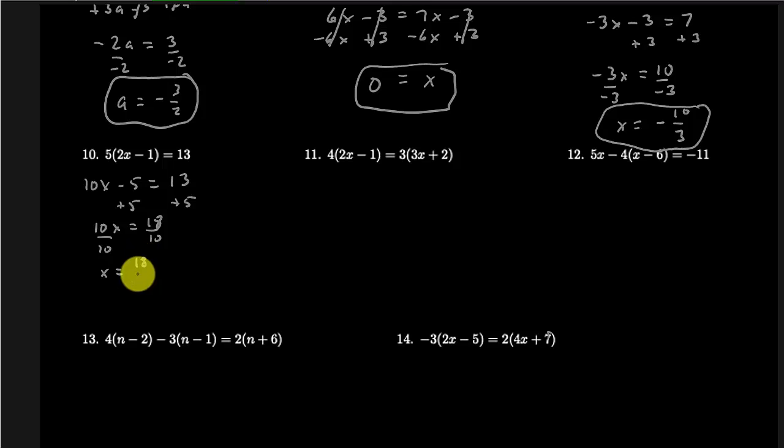Well, let's just go ahead and write that 18 over 10, and then we want to reduce the fraction, so 2 goes into both of them. That would be 9 over 5, and there's your answer.